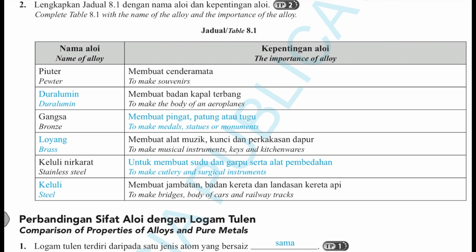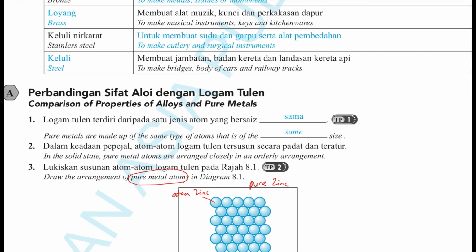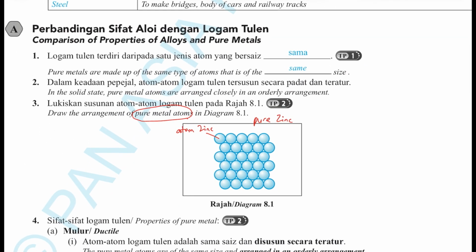Bronze is an alloy to make medals, statues or monuments. Brass to make musical instruments, keys and kitchenwares. Stainless steel to make cutlery and surgical instruments. Steel to make bridges, body of cars and railway tracks. Okay, comparison of properties of alloy and pure metal.